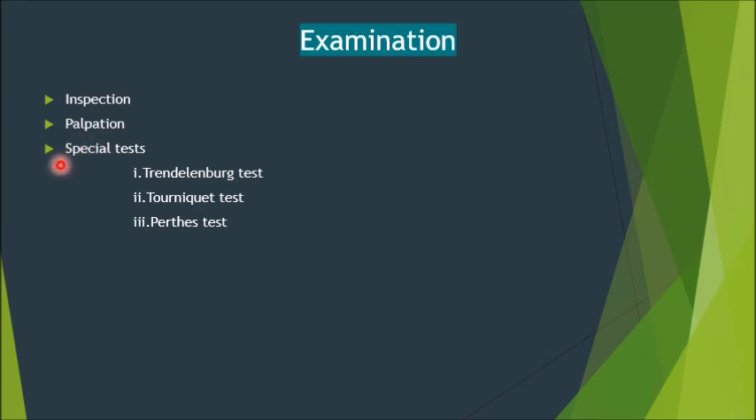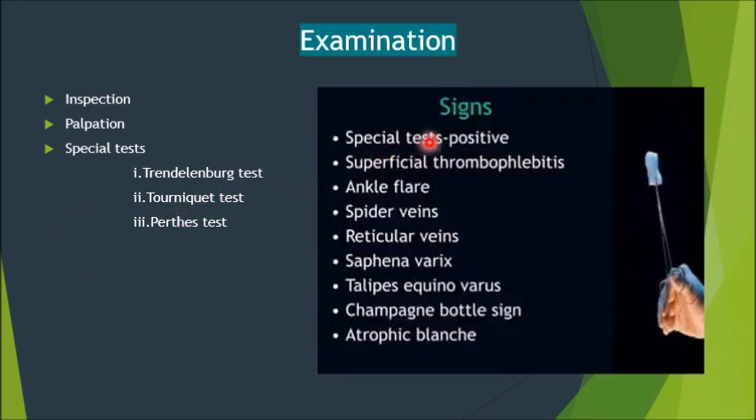Next, you have some special tests, among which the three important ones are the Trendelenburg test, the tourniquet test, and the Perthes test. Besides that, there can be a lot of signs as given in this chart here. Superficial thrombophlebitis with tenderness, ankle flare, the flaring redness around the ankle. You may notice spider veins, especially in the thighs and leg, reticular veins, saphena varix, and the others are not so common. So these are the various signs that you look for.